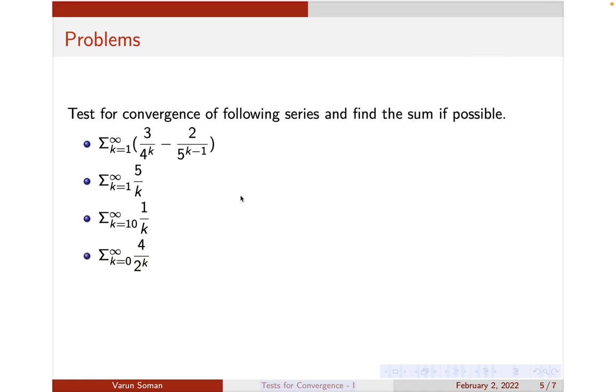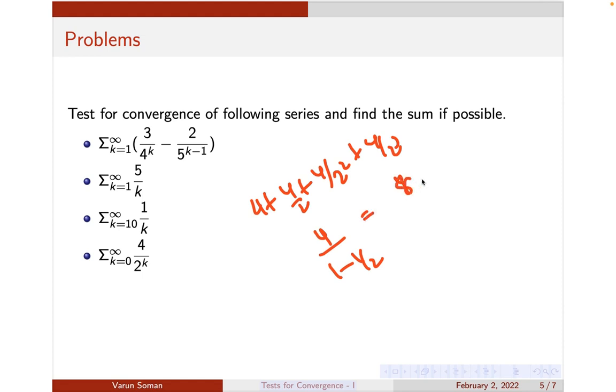Okay, so moving forward, look at this series, 4 by 2 raised to k. Again, it's a very simple thing. You can do it in two ways. Either you can write it as 4 plus 4 by 2 plus 4 by 2 square plus 4 by 2 cube. So it is a geometric series, so its sum will be 4 by 1 minus 1 by 2, because your common ratio is 1 by 2 here. So it is 4 by 1 by 2, which is 8.